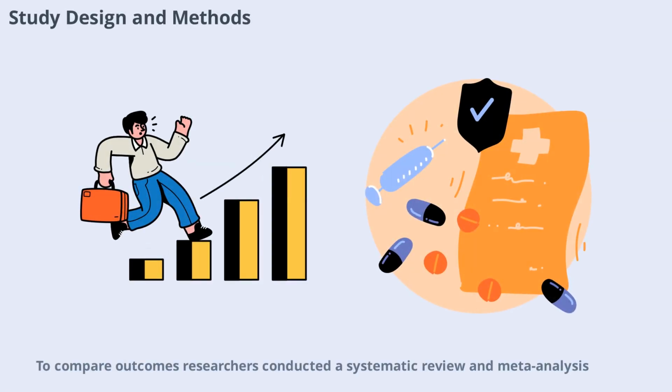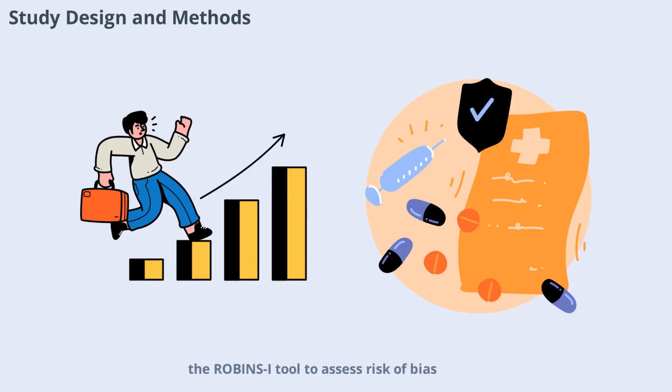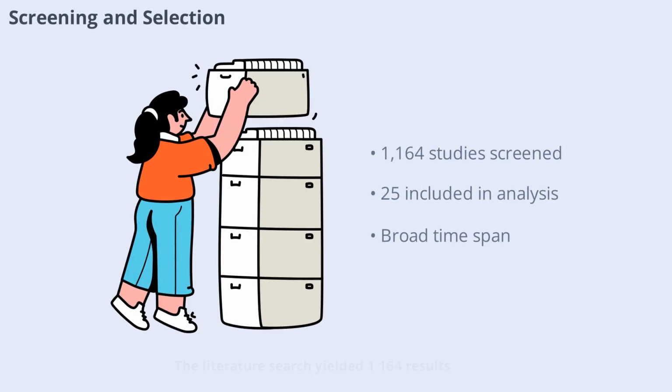To compare outcomes, researchers conducted a systematic review and meta-analysis, searching databases like PubMed, Embase, Ovid Medline, and Web of Science. They included studies where patients underwent kyphoplasty for osteoporotic fractures in either the thoracic or lumbar spine, and where clinical outcomes were reported by region. The review followed PRISMA guidelines and used the ROBINS-I tool to assess risk of bias, ensuring a rigorous and transparent approach. The literature search yielded 1,164 results, which were screened for relevance and quality. After removing duplicates and applying strict inclusion criteria, 25 manuscripts were selected for final analysis.